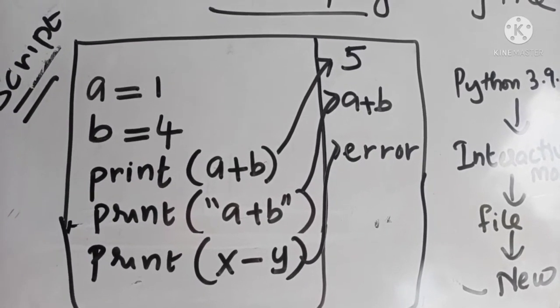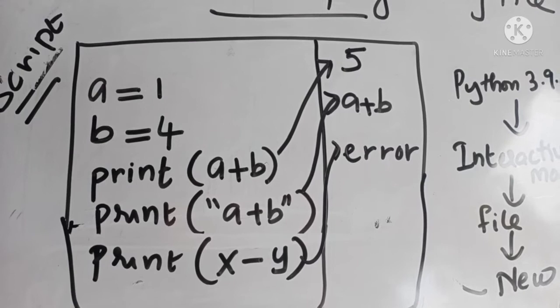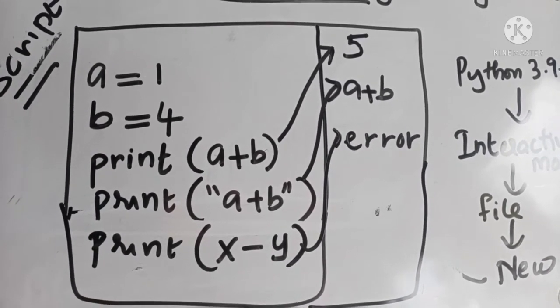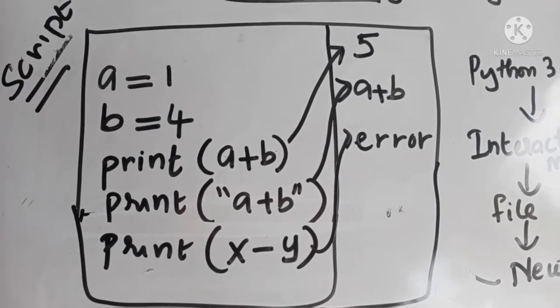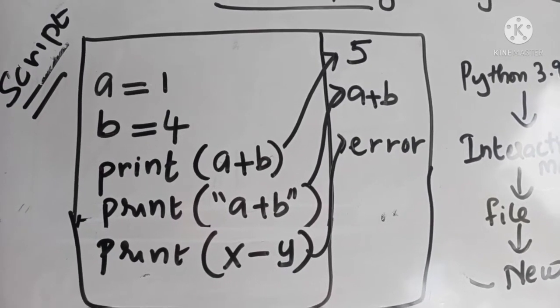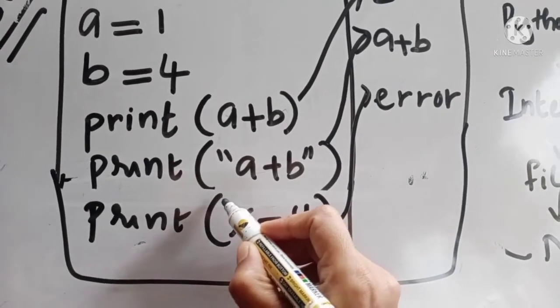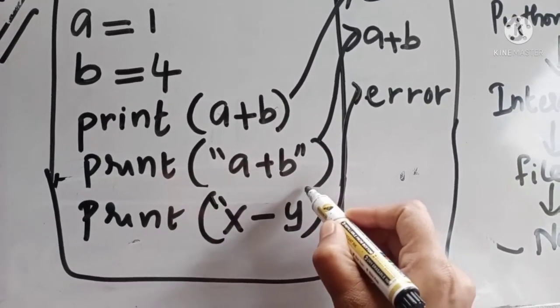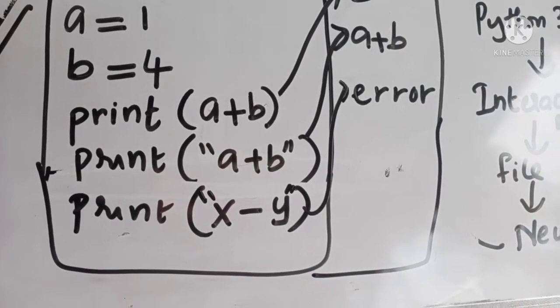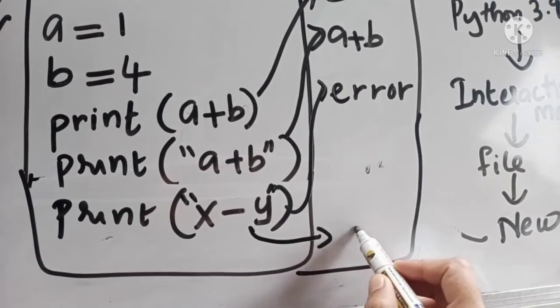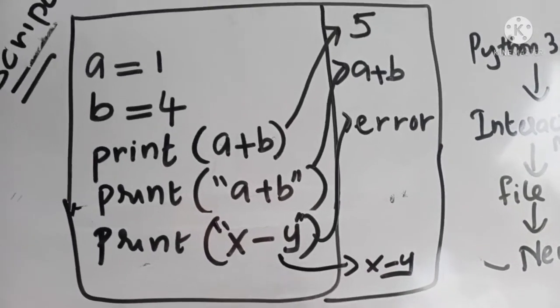Otherwise, if you are not giving any values to x and y and you are simply saying print of x minus y, what is the value I have to subtract here? Nothing, right? So in this case you will get an error. But suppose you are writing within double quotes, then the answer will be that x minus y will be printed as it is.